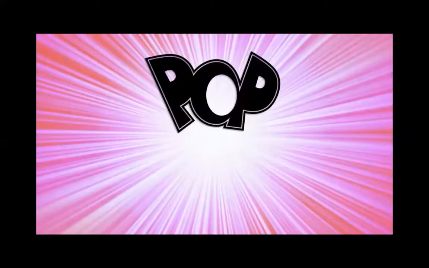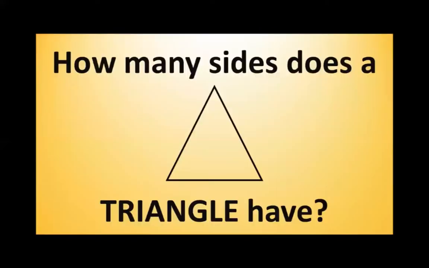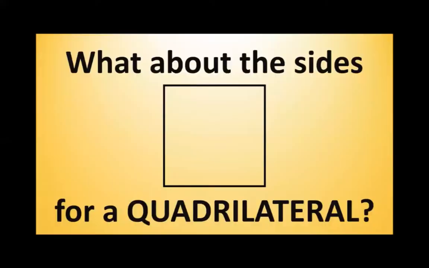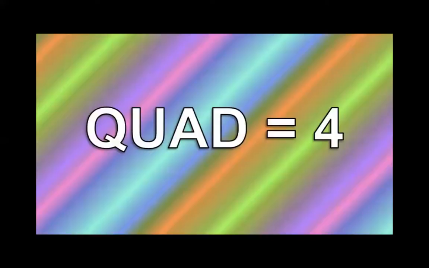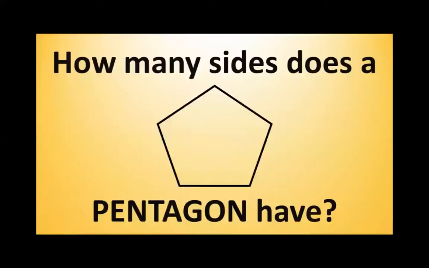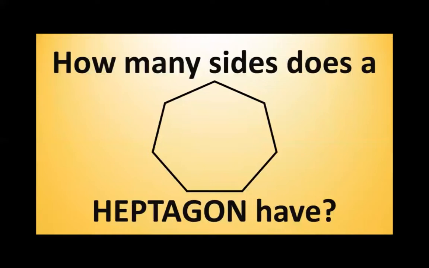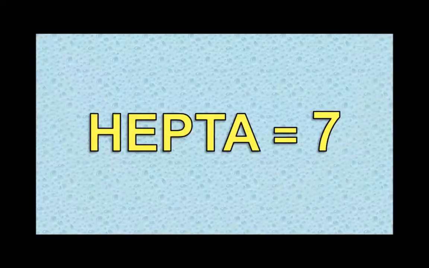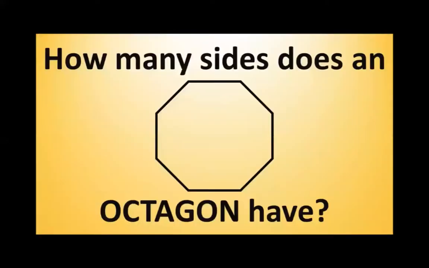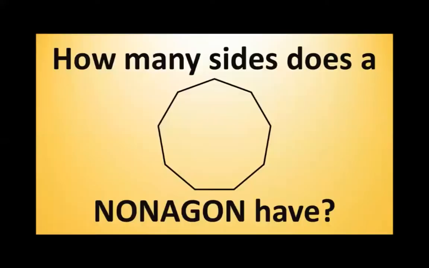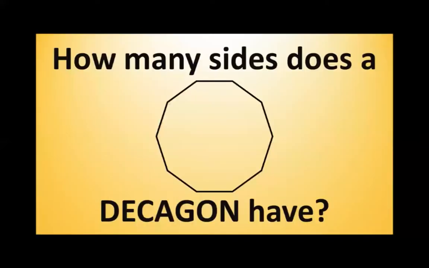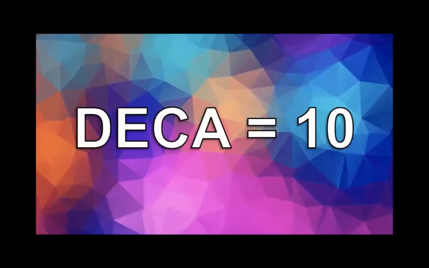All right, kids, it's time for a pop quiz! How many sides does a triangle have? 3, tri means 3. And what about the sides for a quadrilateral? 4, quad means 4. How many sides does a pentagon have? 5, penta means 5. How many sides does a hexagon have? 6, hex means 6. How many sides does a heptagon have? 7, hepta means 7. How many sides does an octagon have? 8, octo means 8. How many sides does a nonagon have? 9, nona means 9. How many sides does a decagon have? 10, deca means 10.